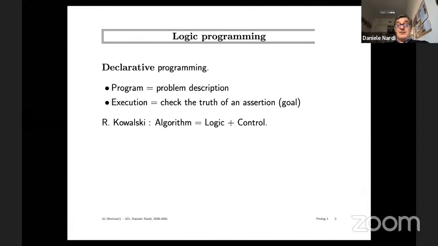And therefore, Bob Kowalski, who is considered one of the two fathers of this programming language, invented this equation, which says what an algorithm is: logic plus control. So the emphasis here is on logic, on the logical specification. One example that we will see, maybe next class, is a sorting algorithm where you take the definition of a sorted structure, and from the definition itself, the inference can generate for you an algorithm that does the sorting.